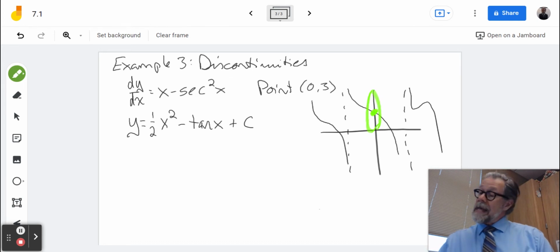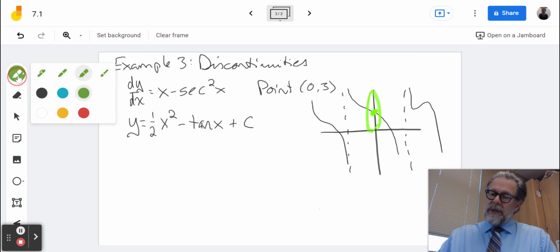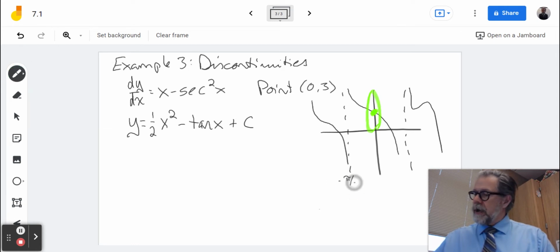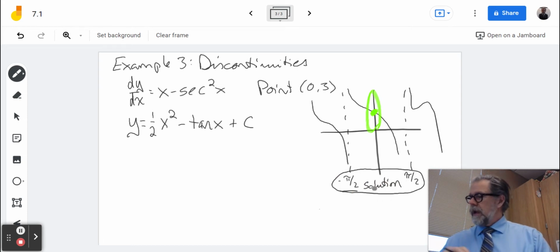Clearly, I guess I could narrow it right down to say it has to be right there on that function. What this tells me is that I have a domain restriction of negative pi over 2 to pi over 2 for my solution. When I've figured out what the function is, it's only true in that domain because that's the only part of this function that goes through this point 0, comma 3.